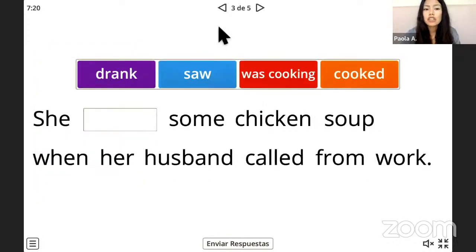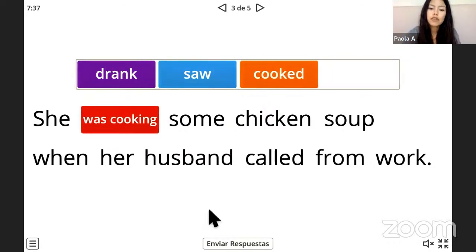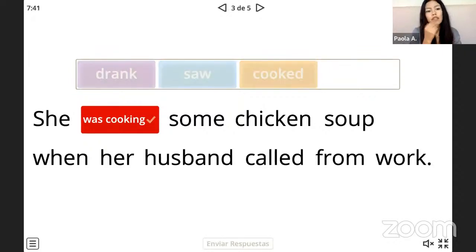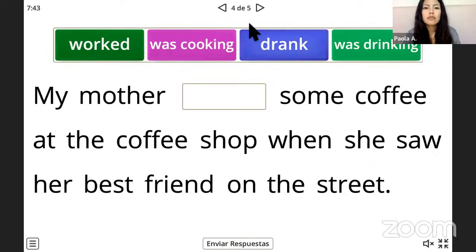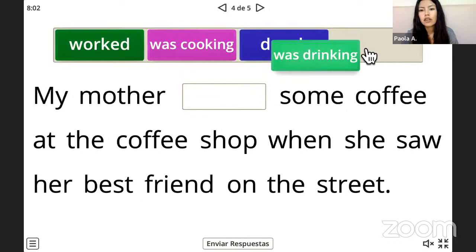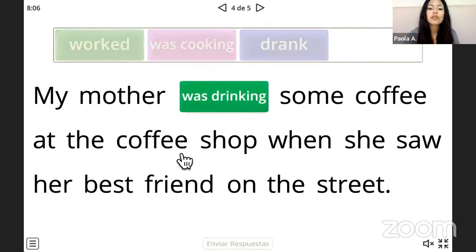Then she drank, she saw, she was cooking, she cooked some chicken soup when her husband called her from work. So here it is saying that maybe she was doing something and then she got a call from her husband. So it's probably continuous. Yes, she was cooking and then she got a call. Then my mother was cooking, worked, drunk, was drinking some coffee at the coffee shop when she saw her best friend on the street. So this is probably something in continuous, and then something else happened when she saw her best friend. She was drinking some coffee at the coffee shop.